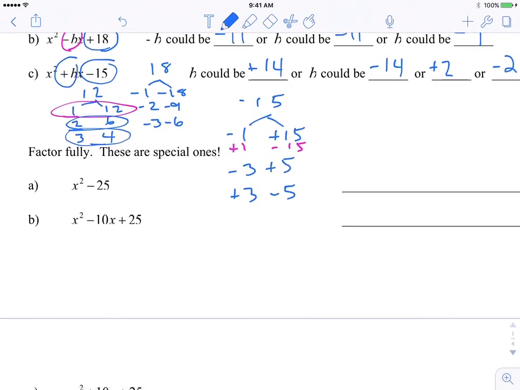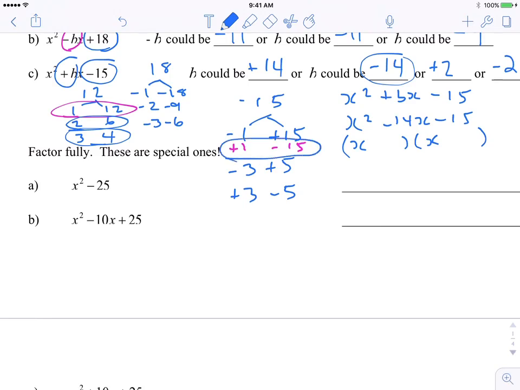And again, if you were factoring that last one, if we had x squared plus bx minus 15, and let's just say that we're using negative 14, so x squared minus 14x minus 15. If you were factoring that, we would simply have x here, and we'd use our two numbers: you'd have a positive 1 and a negative 15. And that would be your factored form of that.